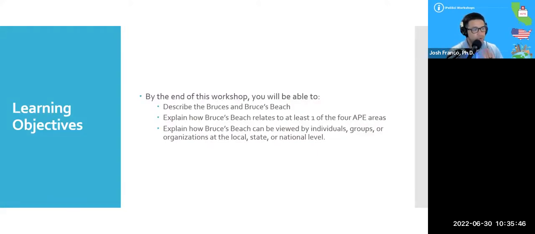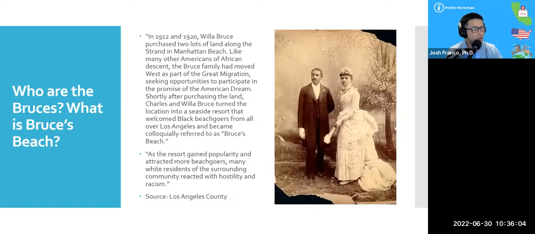Our learning objectives with this workshop are the following. First is to describe the Bruces and Bruce's Beach. Next is to explain how Bruce's Beach relates to at least one of the 4 American political economy areas. And then third is to explain how Bruce's Beach can be viewed by individuals, groups, or organizations at the local, state, or national level. So who are the Bruces and what is Bruce's Beach?